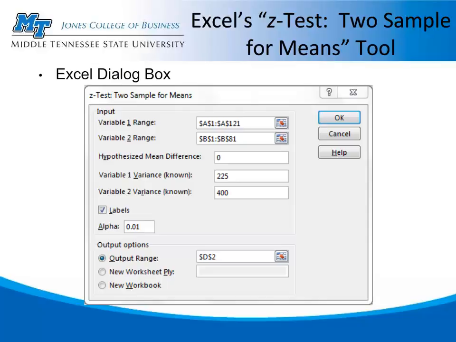Check the box for labels, because we do have the labels in A1 and B1. Alpha for this problem, the level of significance, was 0.01. And then the last thing at the bottom, click on output range, because we want the output to be on this same sheet that has the data. We want that to start in cell D2. Now the output is shown on the next slide.